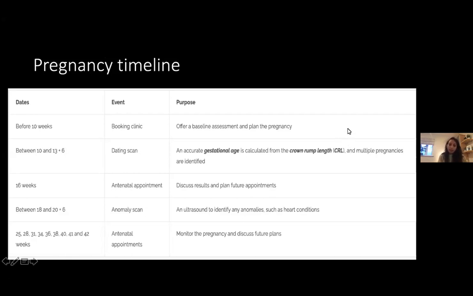And then afterwards, it's a dating scan. So this is for an accurate gestational age. And the way to do that is by calculating the crown rump length, so that's from the top of the head to the bottom. And if there are multiple pregnancies, then that's identified as well. Then afterwards, you would discuss any results from the dating scan and plan any future appointments.